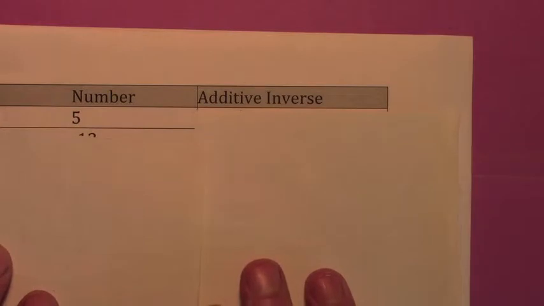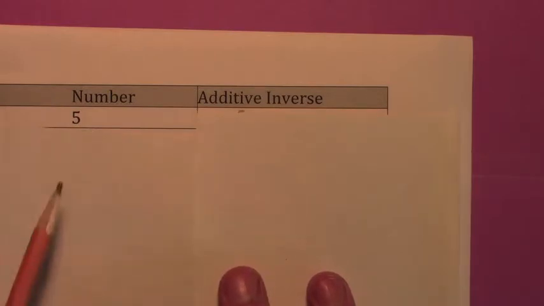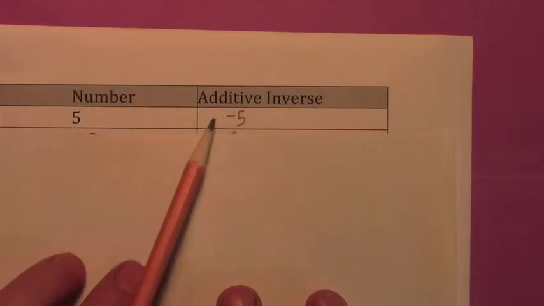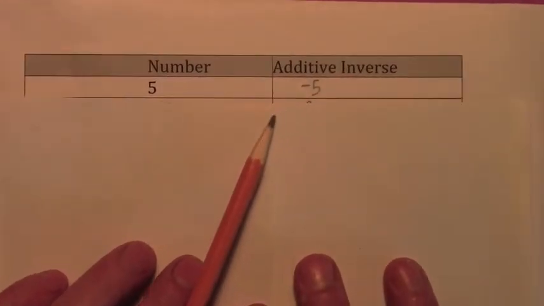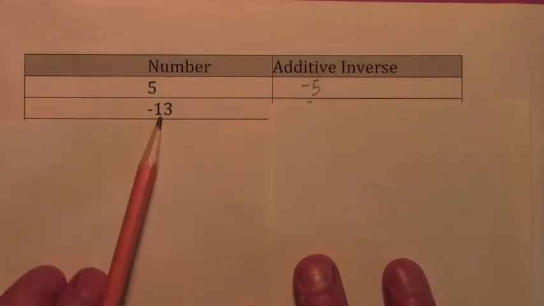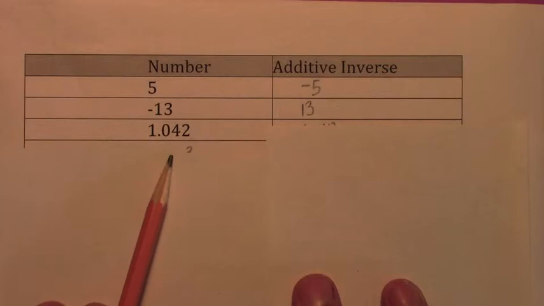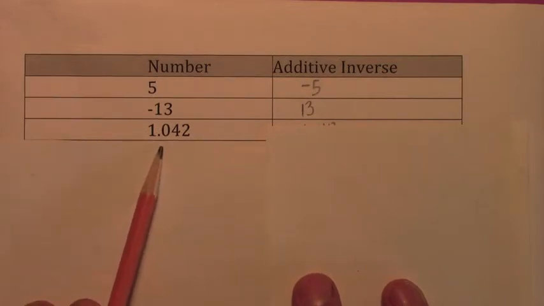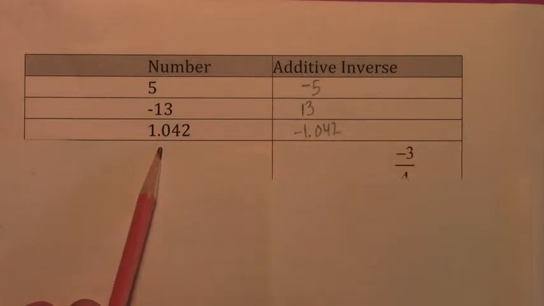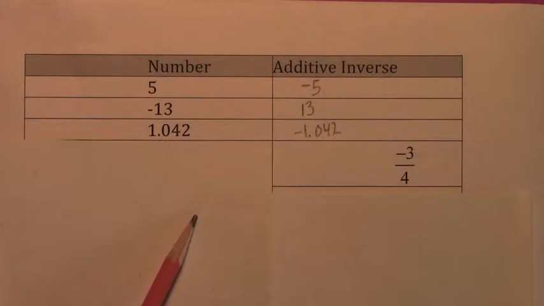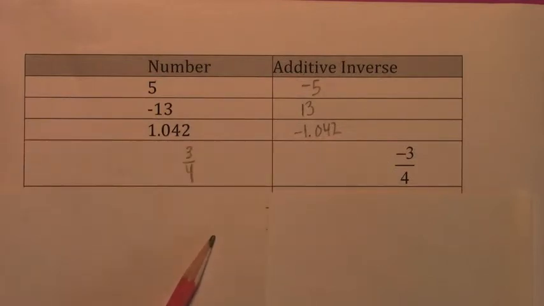Okay, here we go. So let's find the additive inverse or opposite of a number. What's the opposite of 5? Negative 5. Notice the sum of these two numbers will always be 0, right? That's the definition. What's the opposite of negative 13? Or the additive inverse would be positive 13. The sum will be 0. What's the additive inverse of 1.042? It's negative 1.042. What's the opposite of negative 3/4? We'll talk about fractions a lot in chapter 2. What do you add to negative 3/4 to get 0? Positive 3/4.